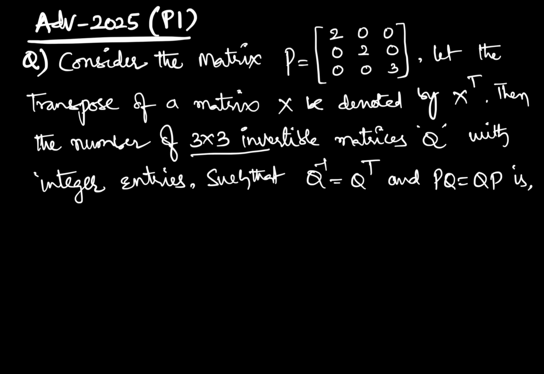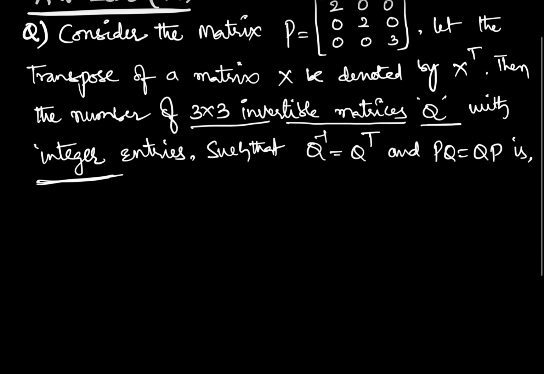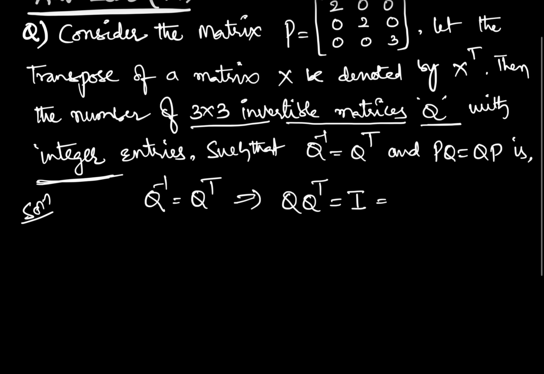invertible matrices, which means determinant not equal to 0, of Q with integer entries. All the entries should be integers such that Q inverse equal to Q transpose. So in that concept, Q inverse equal to Q transpose, we can say that Q into Q transpose equals I, or Q transpose into Q equals I, which means that Q is an orthogonal matrix.